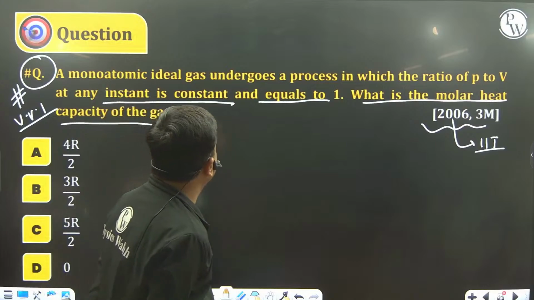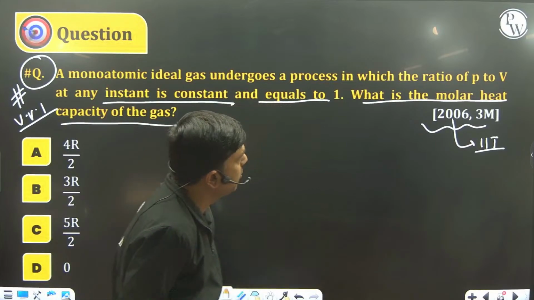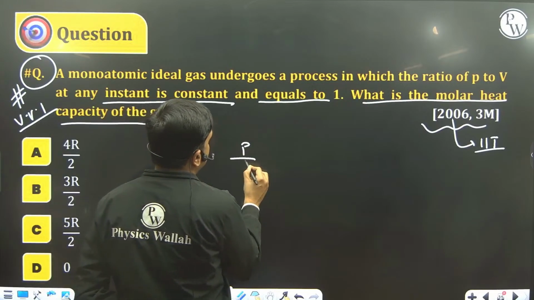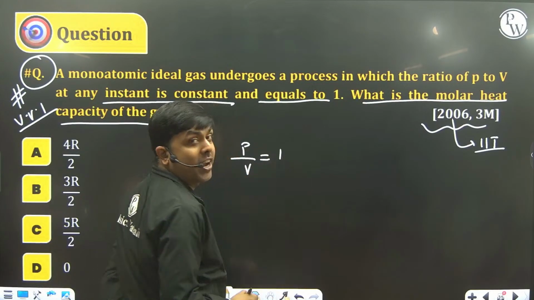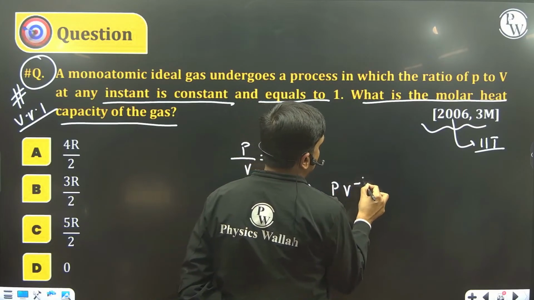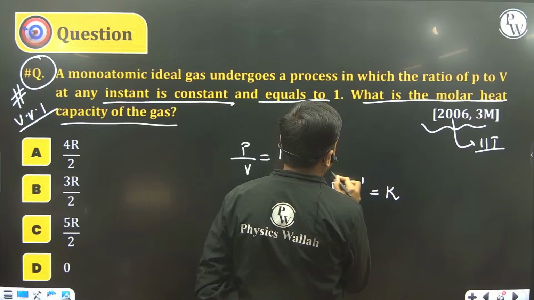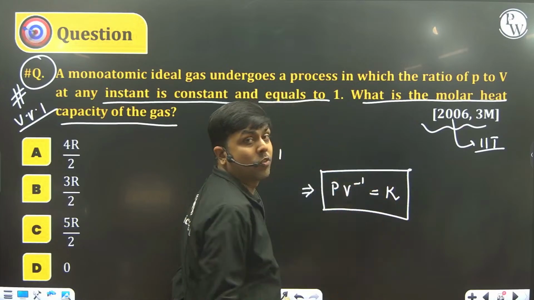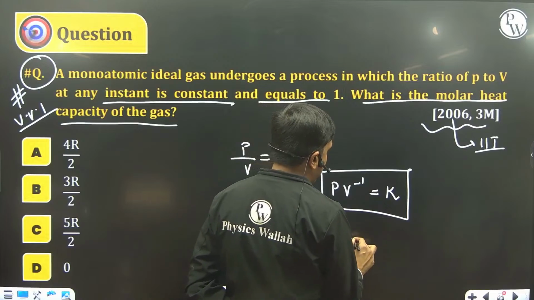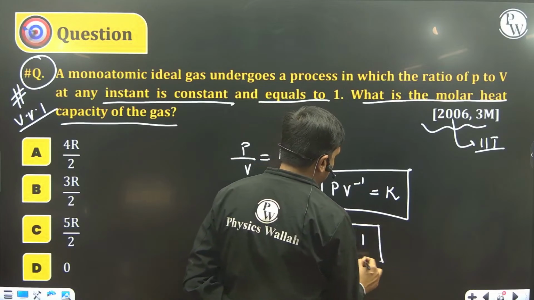A monoatomic ideal gas undergoes a process in which the ratio of P to V at any instant is constant. P by V equals 1, right? So the process will follow the equation PV raised to the power minus 1 equals K, right? What's the value of x here? x equals minus 1, it's a polytropic process where x equals minus 1.